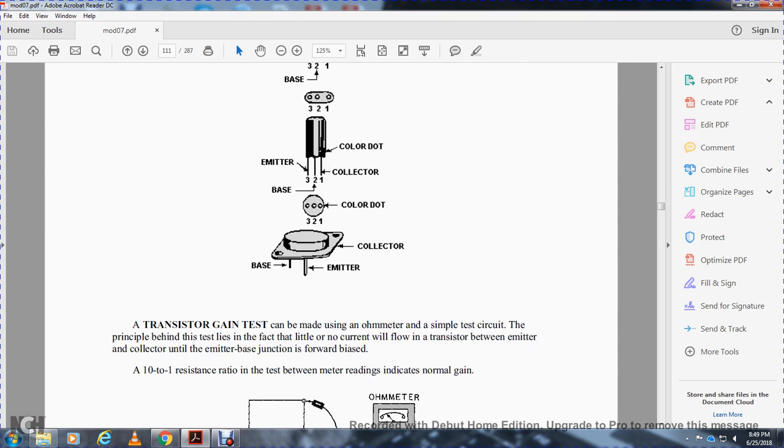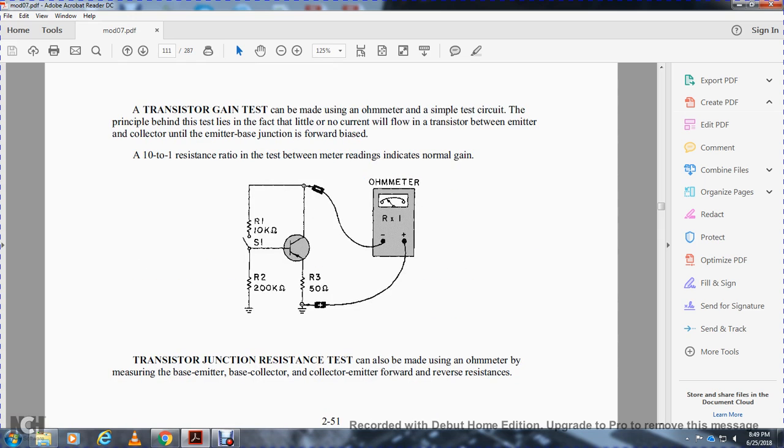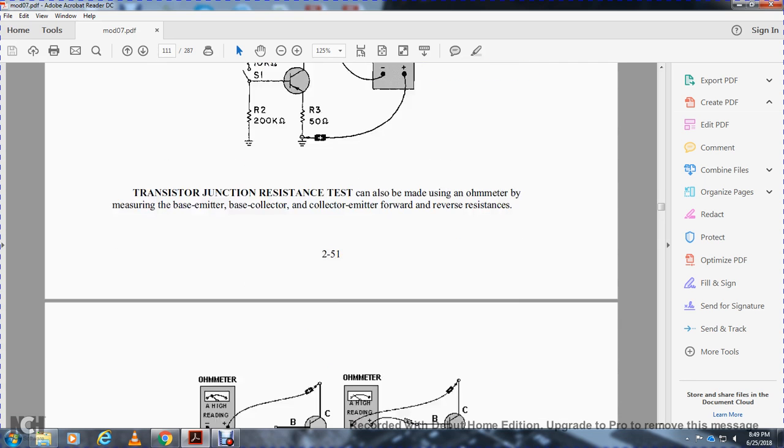Transistor gain can be checked with a multimeter using a simple test circuit. The principle behind the test lies in the fact that little or no current will flow through the transistor between the emitter and the collector until the emitter-base junction is forward biased. A 10 to 1 resistance ratio between the two meters indicates normal gain. A transistor junction resistance test can also be made with an ohmmeter, measuring the base-emitter, base-collector, and collector-emitter forward and reverse resistance.